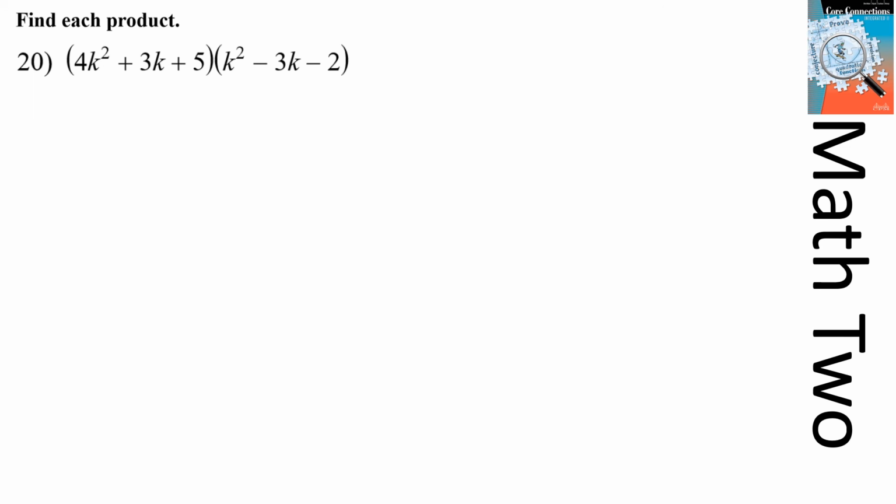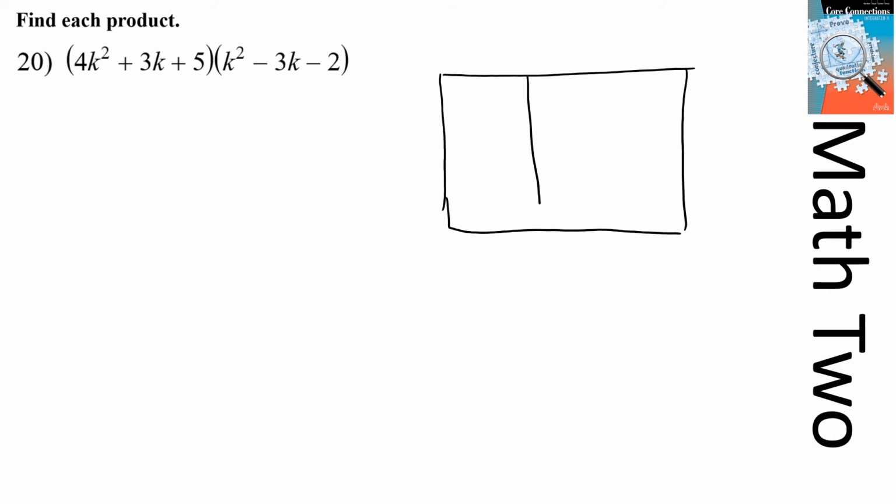And finally, the last group asks us to find each product. This is I guess the worst. It's not the worst case scenario, but it's certainly the most complex of the three. Anytime I go beyond pretty much a monomial times a binomial, I like to use a generic area model just to kind of organize my work. So I have a trinomial times a trinomial. So I'll have 3 columns, and I'll also have 3 rows.